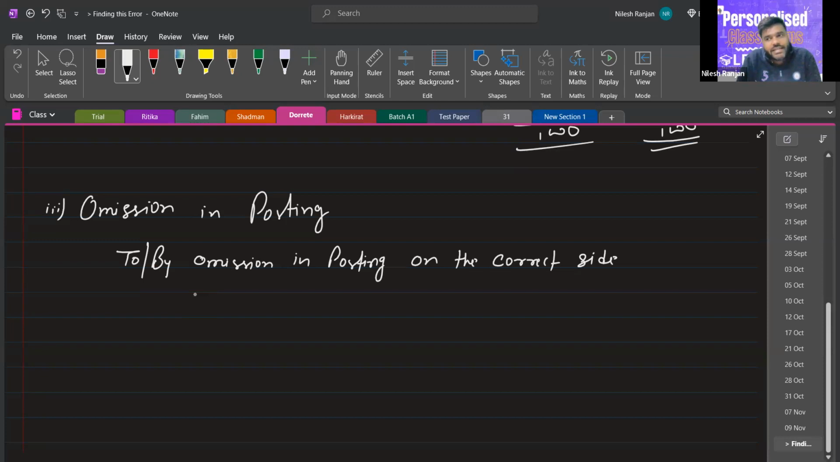So what is the correct side in the depreciation account? Why is it not written in the depreciation account? Because it is given in the question. Then we will write it in the depreciation account. Which side? Debit side. So you thought that it should be written on the debit side on the basis of the journal entry. So this is the correct side. That's why I have written correct side. On the correct side or same side of error means it is not written on the debit side. That's why we have to write it on the debit side.